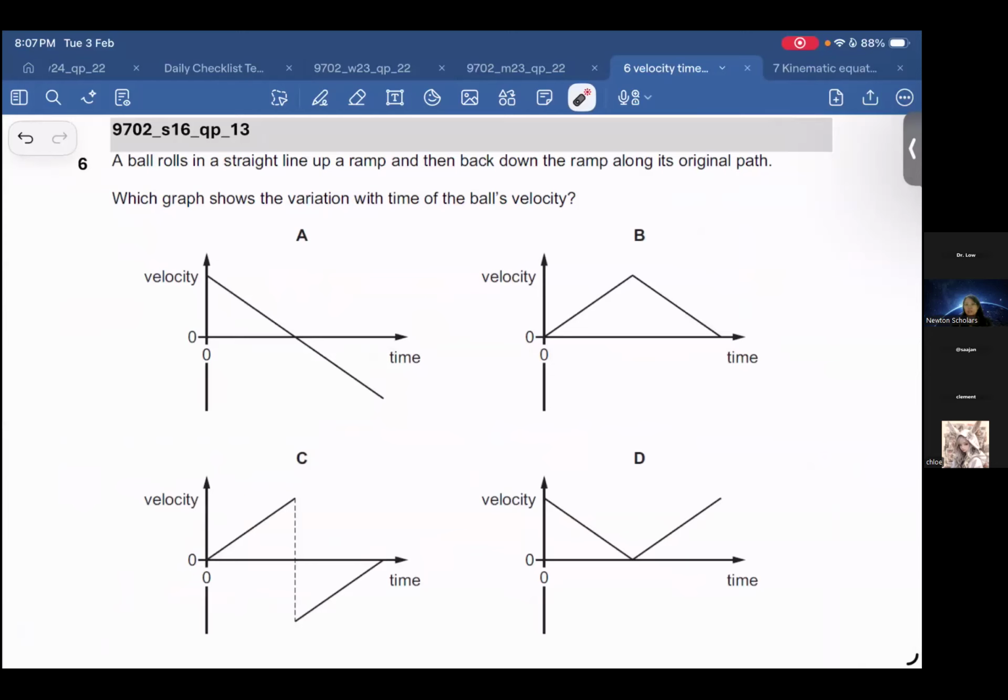Now think again about how the velocity will change. What is the motion of the ball? At the start, it rolls in a straight line up a ramp. So what is the motion?